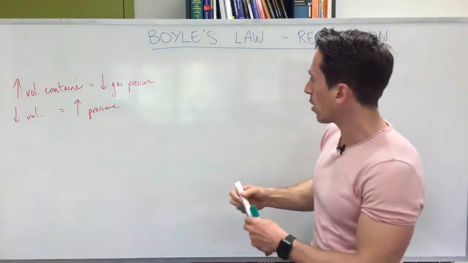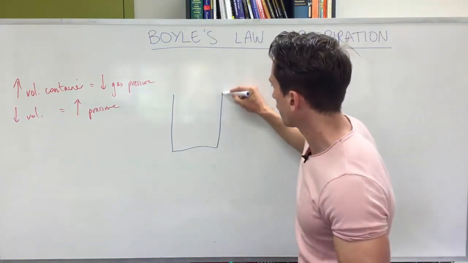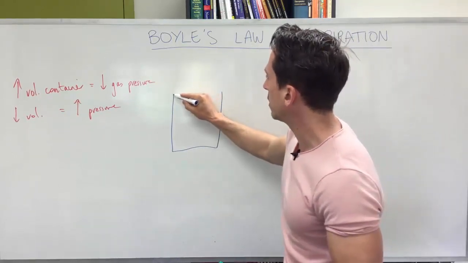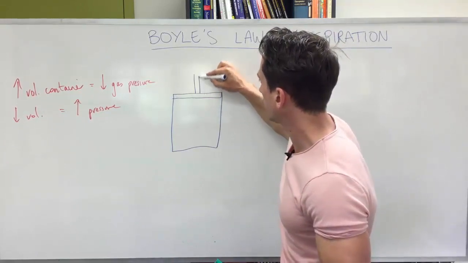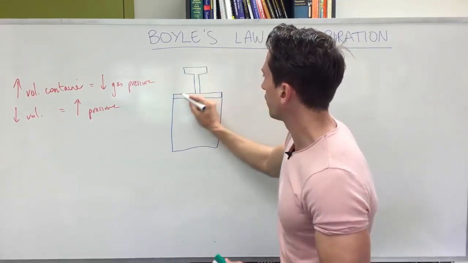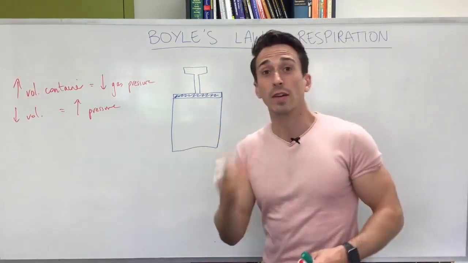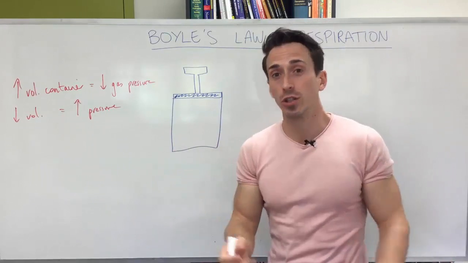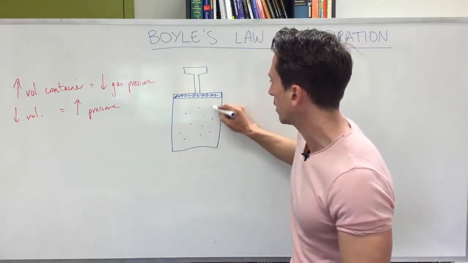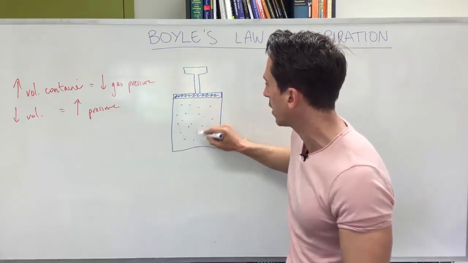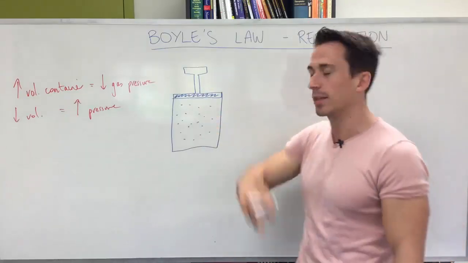So if we were to draw up a container, and let's just say we were to put a piston in this container, and inside of this container, we have gas particles. Let's just say we have oxygen inside of this container. Let's just say we have 20 gas particles of oxygen, 20 oxygen molecules within this container.